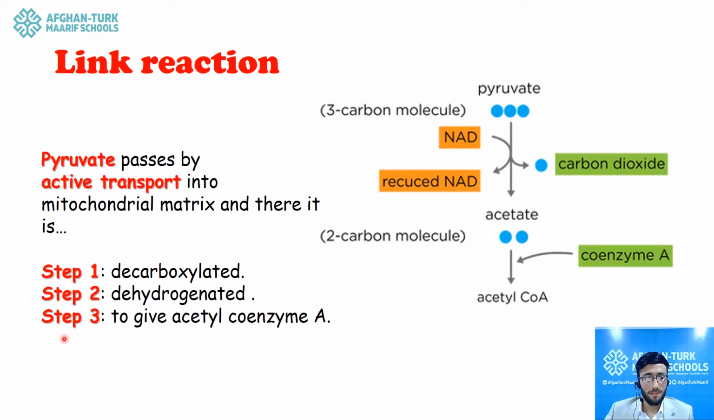The second is dehydrogenation. As I mentioned, NADs will receive the hydrogens. The third step is this: in the link reaction, pyruvate is converted into acetyl-CoA, or acetyl coenzyme A.